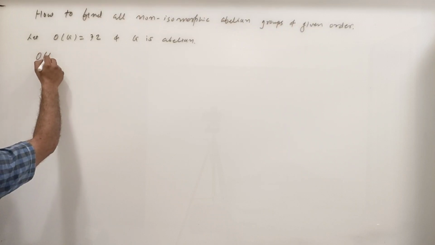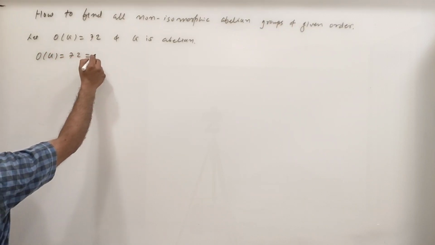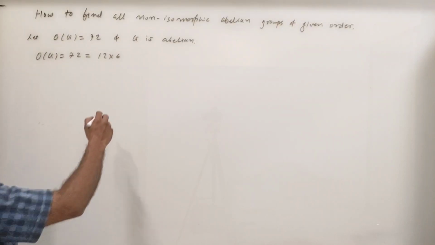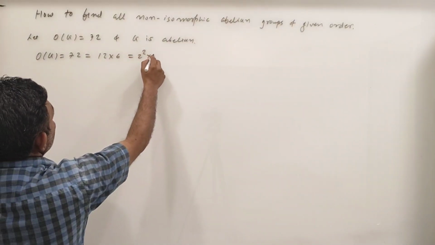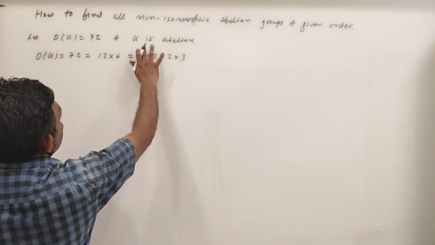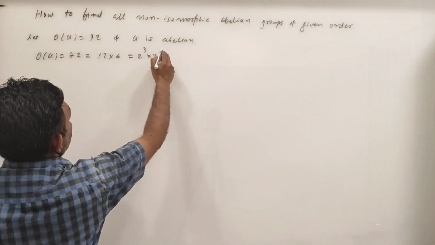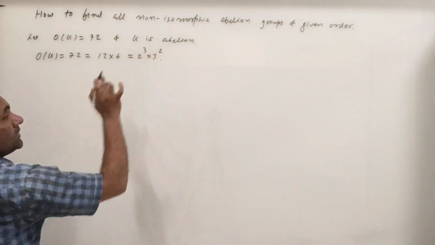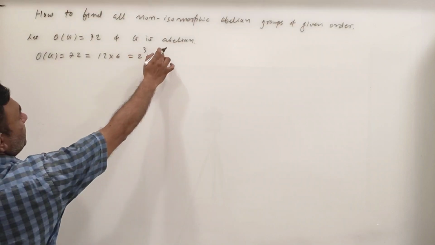So order of G is 72. It is 12, 6, and 12 is what? 2 square into 3 into 2 into 3. So it is 2 cube into 3 square. Okay. So here alpha 1 is 3 and alpha 2 is 2.